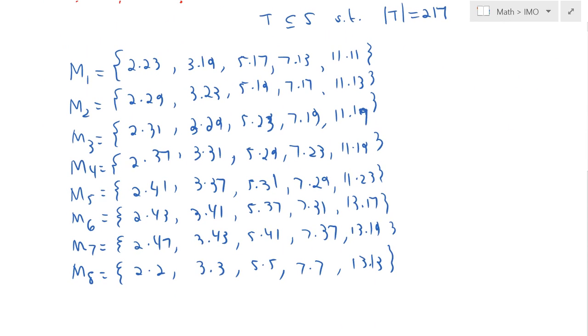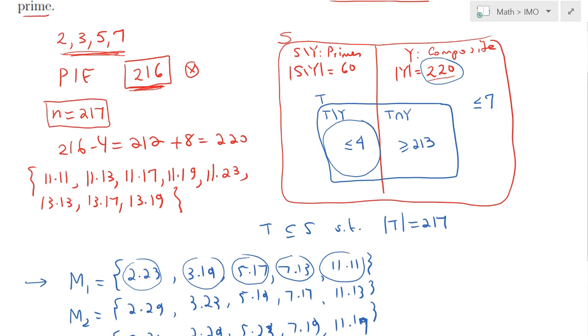And notice that each one of these 5 numbers in each set are pairwise coprime with each other. What matters is that each set, each M sub i, has 5 pairwise relatively prime numbers in it. Now, consider this situation. So we have only 7 elements. The set y minus t can contain at most 7 elements in it.